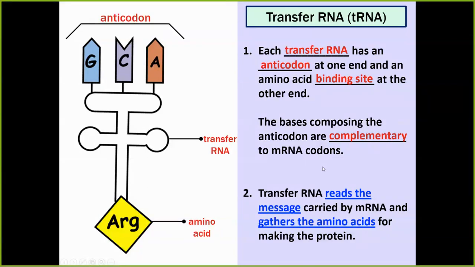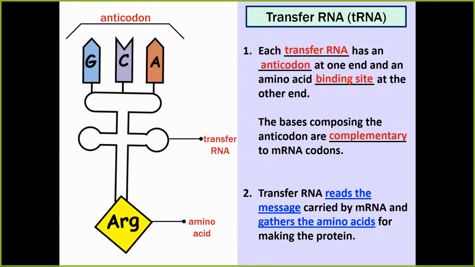All right, so transfer RNA. Transfer RNA is our second type of RNA. So if messenger RNA just carries a message from the DNA to the ribosome, well, we have to get those amino acids onto that ribosome somehow. That is where transfer RNA comes in. Transfer RNA on one end has something that we call an anticodon, and at the opposite end, we have an amino acid.